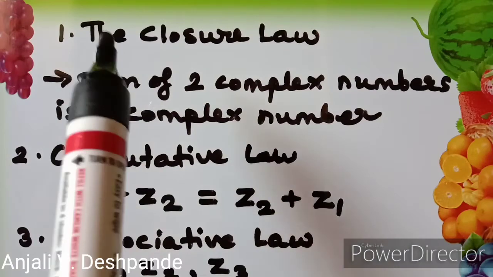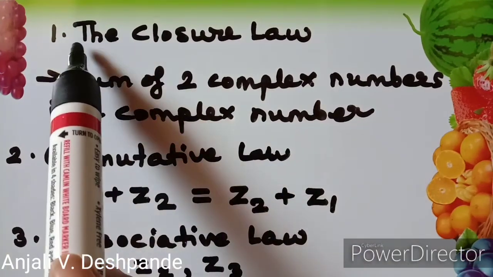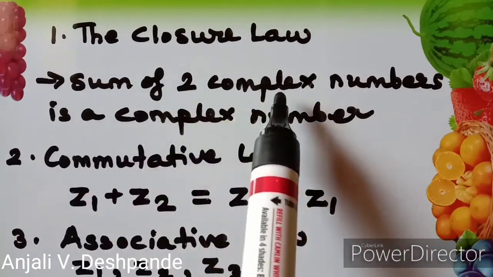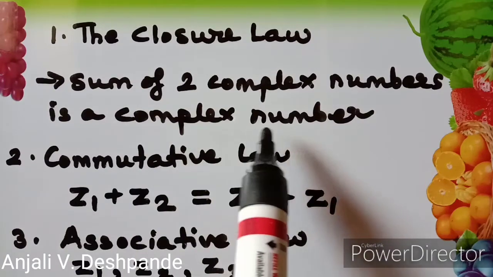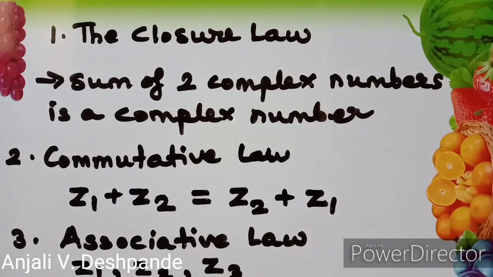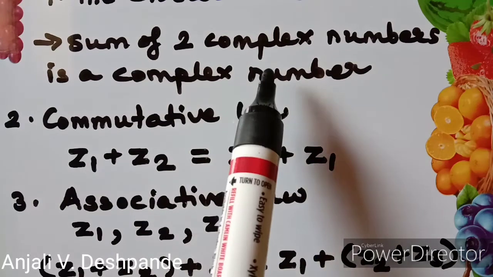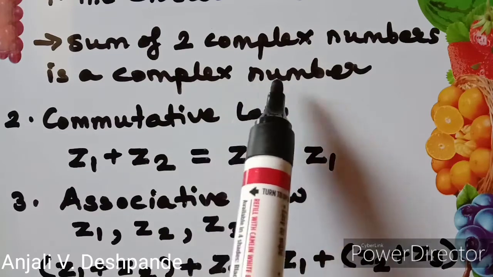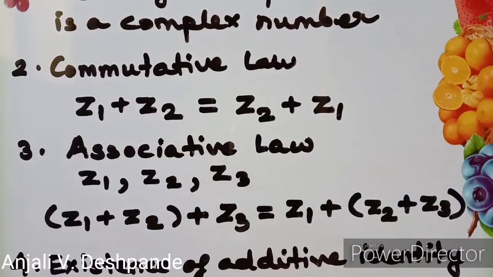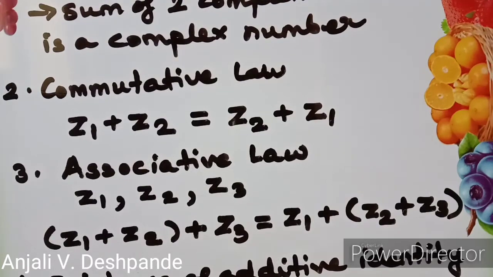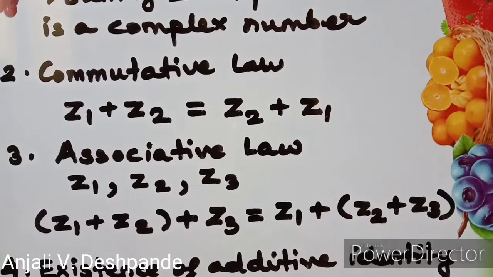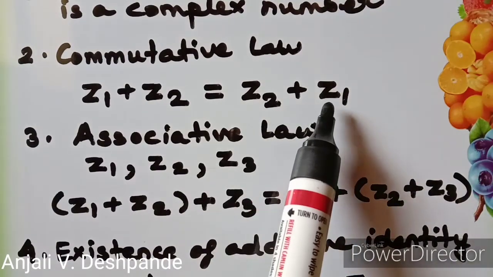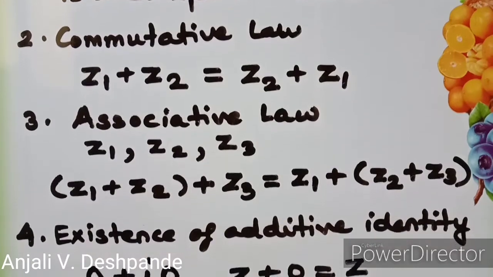Addition of complex numbers follows the following properties. First, the closure law. The closure law is the sum of two complex numbers is again a complex number. So if z1 and z2 are two complex numbers, then z1 plus z2 will also be a complex number. Second property, we have commutative law. So commutative law means z1 plus z2 is equal to z2 plus z1. Again z1 and z2 are two complex numbers.